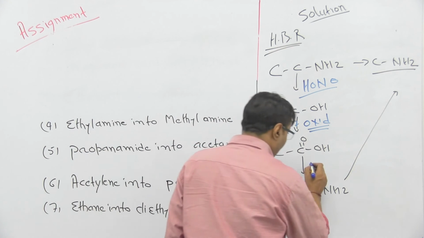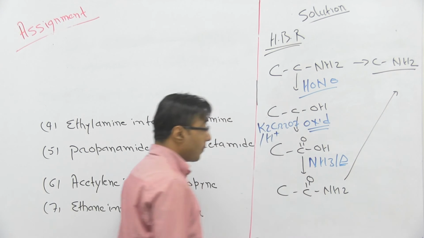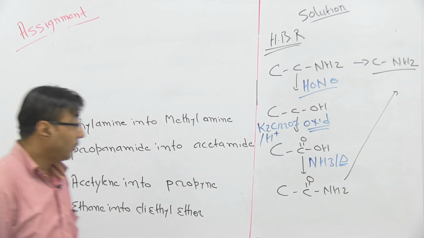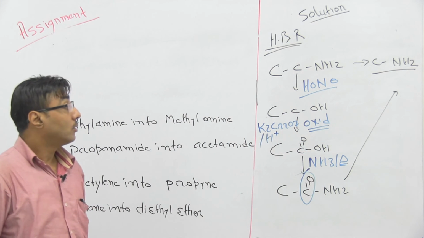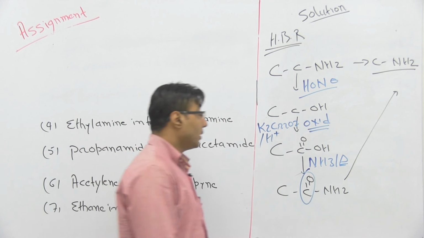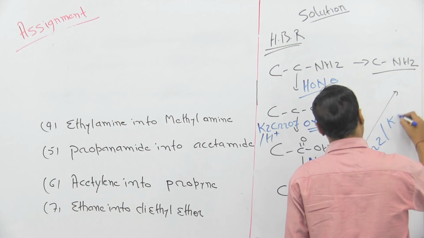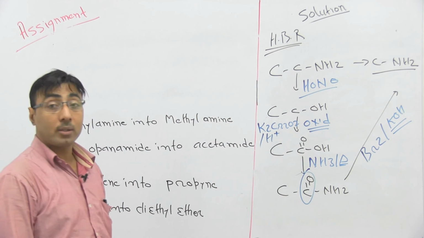Now what we have to do here? NH3 in presence of strong heating. So it will give amide. Now we have to go from amide to amine. We just need to remove this CO. So what is the reagent? It's Br2 in presence of KOH or NaOH, and we got this answer.